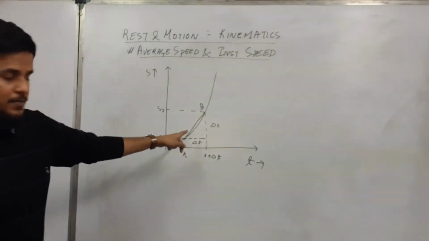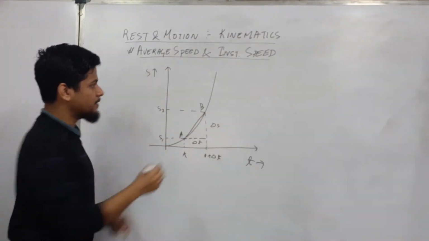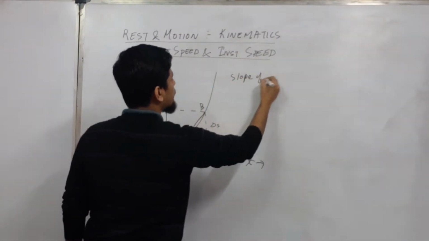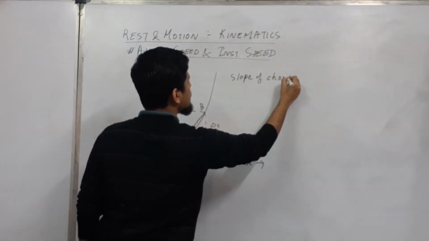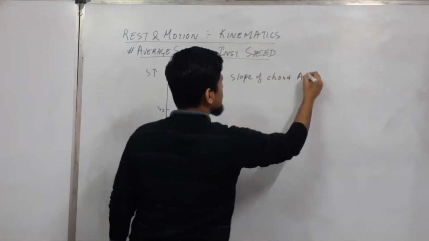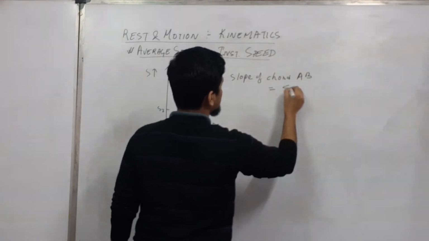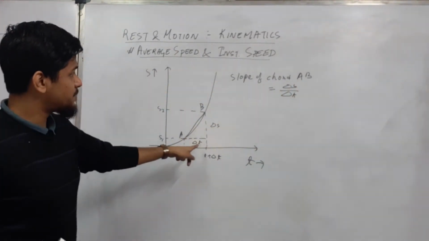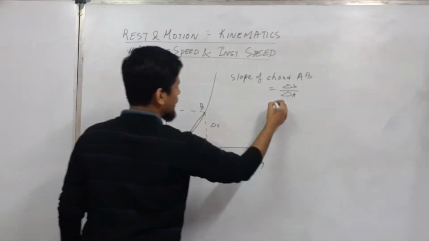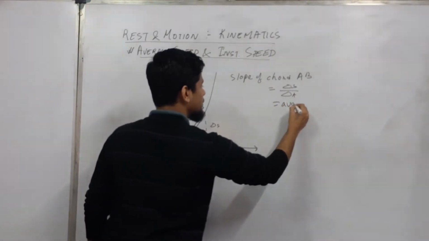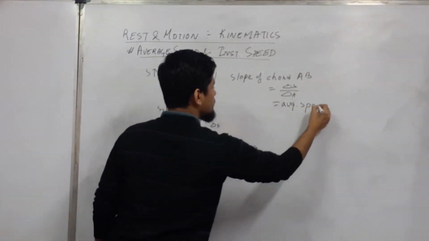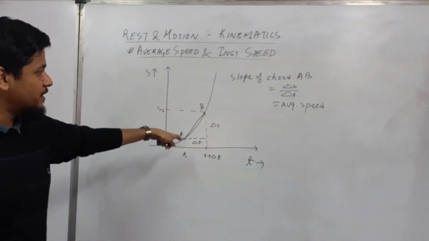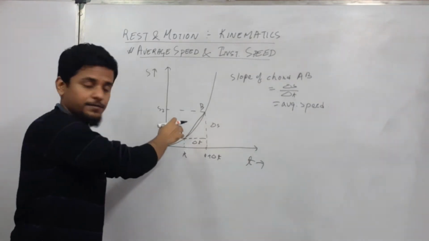So as you can see, the slope of this chord AB is equal to delta S by delta t. This delta S by delta t is nothing but the average speed. So you are able to understand now how we are finding out the average speed from the graph.